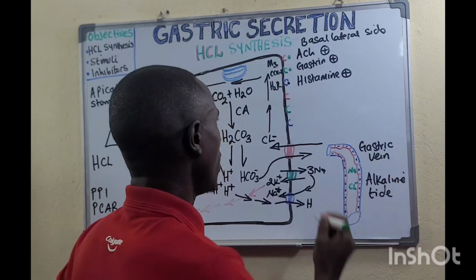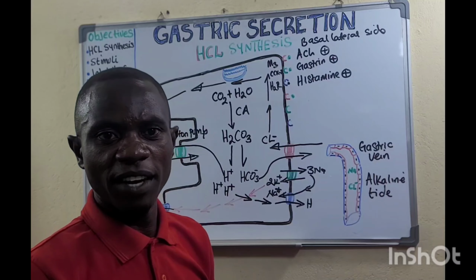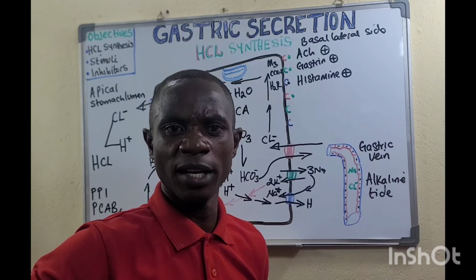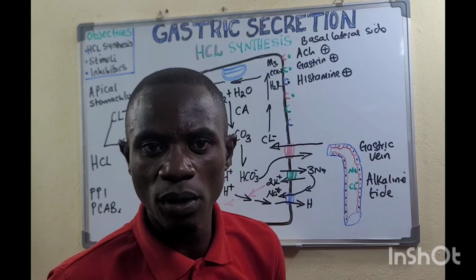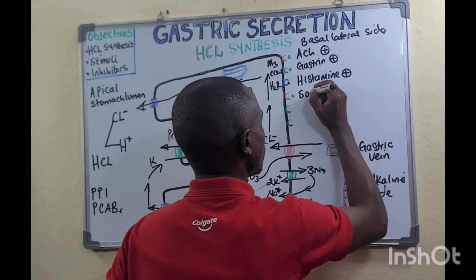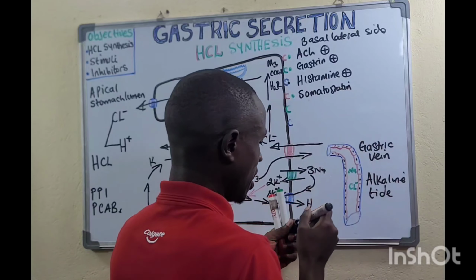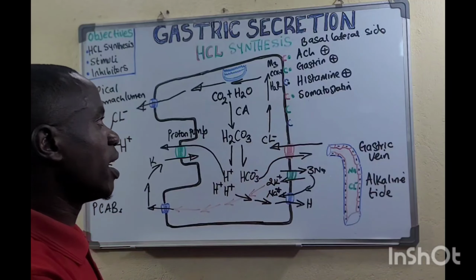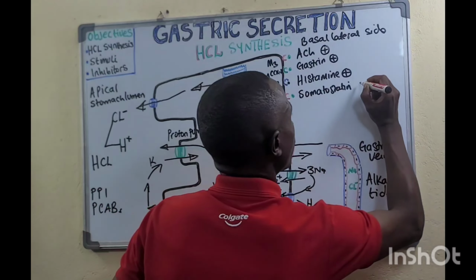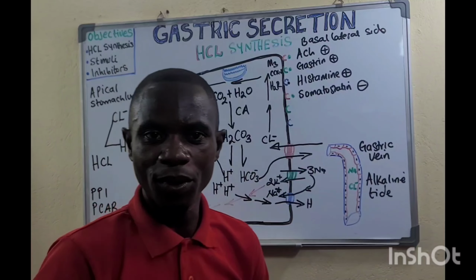on the parietal cell. The first one, which is very important in inhibiting hydrochloric acid synthesis by the parietal cell, is what we call somatostatin. Now somatostatin is going to be binding on what we call somatostatin receptors on the parietal cell, and this one is going to be inhibiting the parietal cell from producing hydrochloric acid.